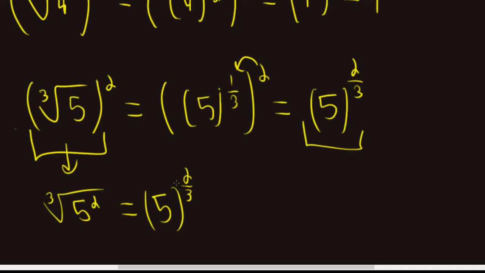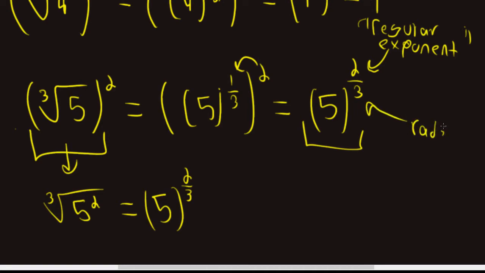A little weird, but the easiest way to understand is the numerator of your fraction is the, quote, regular exponent. And the denominator of your fraction is the radical. You could say the degree of the radical.